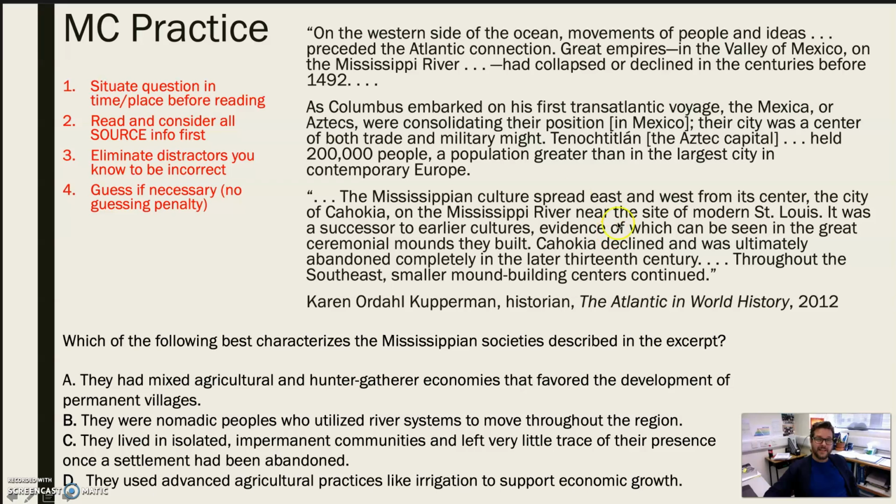So described in here. And that's key that you catch that part, that you've got to find what's described in there. They had mixed agriculture and hunter-gatherer economies that favored development of permanent villages. They mention, let's see, Mississippian culture space, let's see. They mention the fact that permanent villages, and they've mentioned things that are actually found in this excerpt, where they don't mention any advanced agricultural practices like irrigation in this excerpt. And that's why we know that it is A.